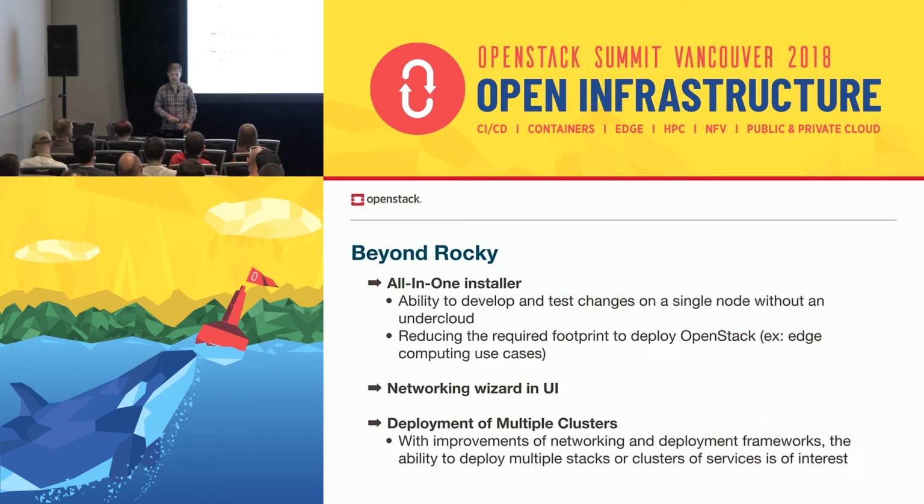Stay tuned on that. Beyond Rocky, we are looking at the all-in-one installer, a capability of deploying TripleO on one node. So you will not have an undercloud and overcloud. You will have one node, and you will provision the node while deploying OpenStack. We are looking at some use cases with edge computing. So let's say today you want to start with one node, and tomorrow you want to scale up to 10 nodes. That's the kind of thing we are looking at right now.